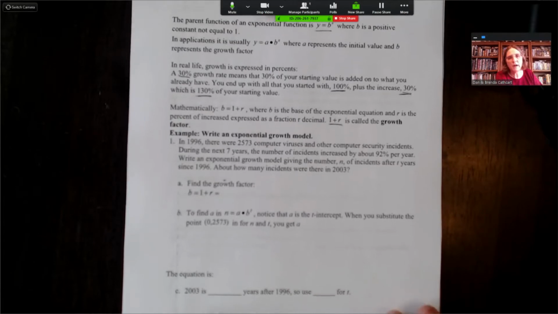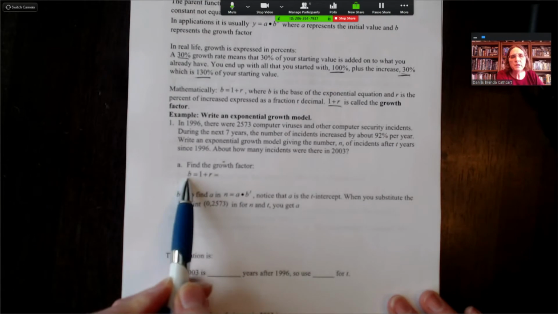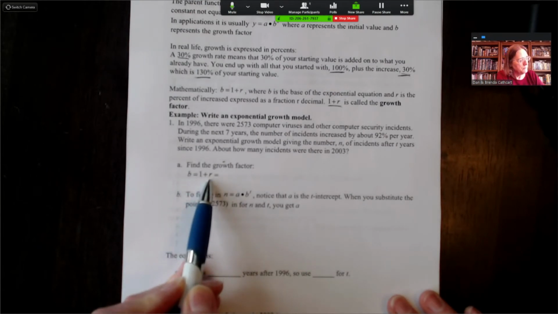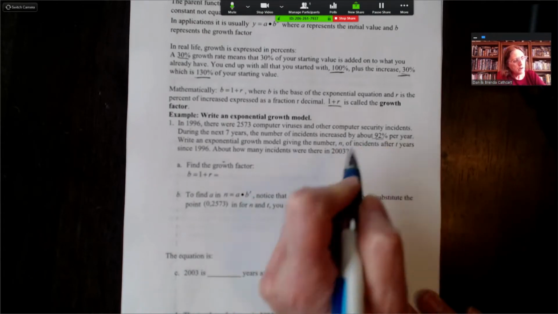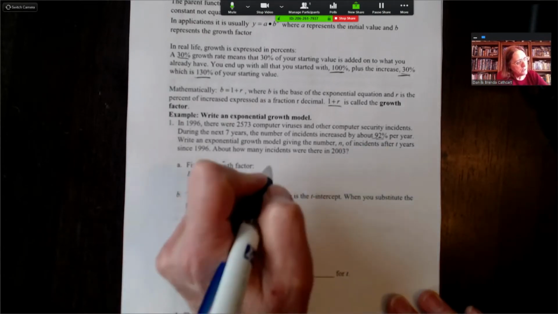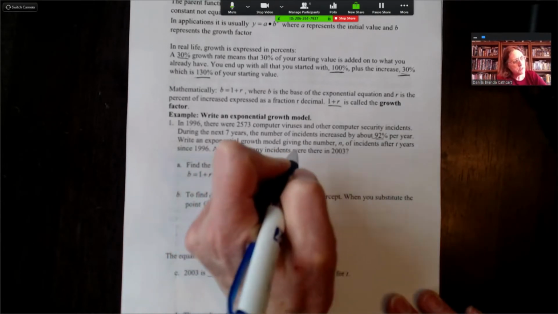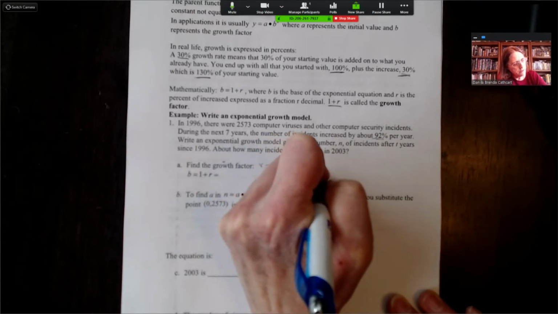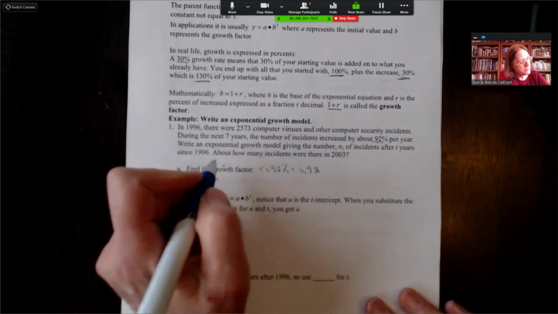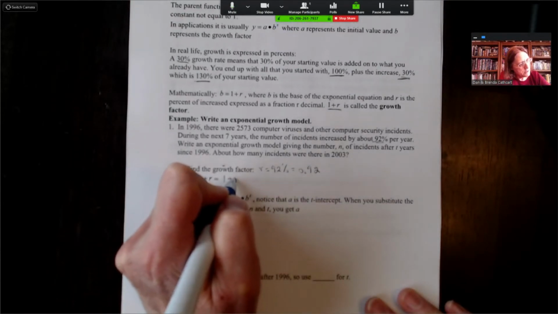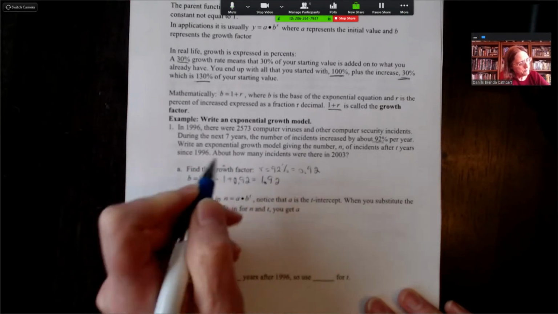So we're going to start by actually finding the growth factor. The growth factor is b, which is equal to 1 plus r. So in this situation, we have r is our percent increase. So r is 92%, which is the decimal 0.92. So our growth factor, 1 plus r, is 1 plus 0.92, which is equal to 1.92.